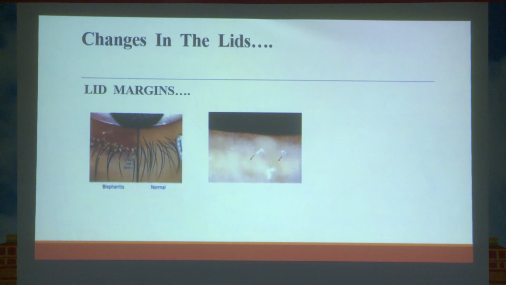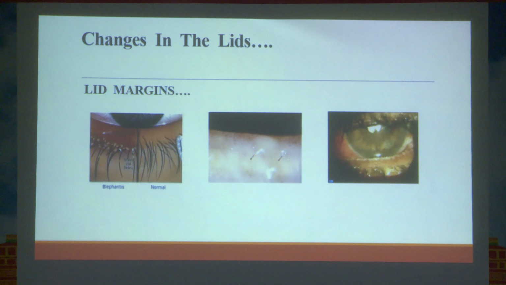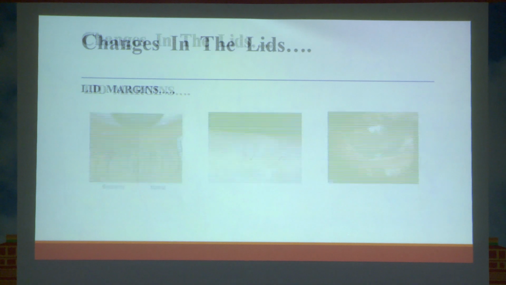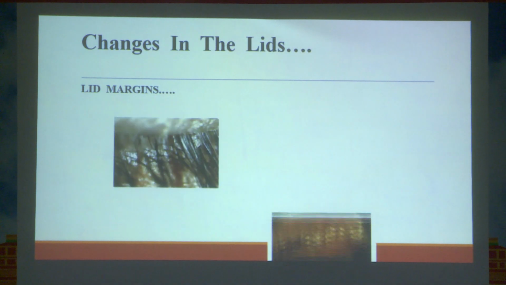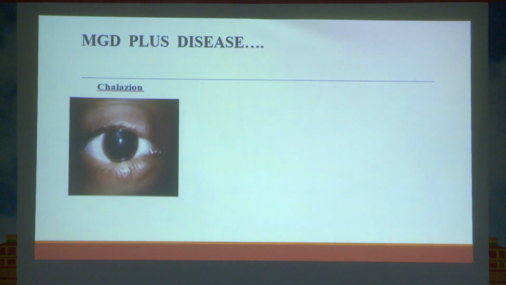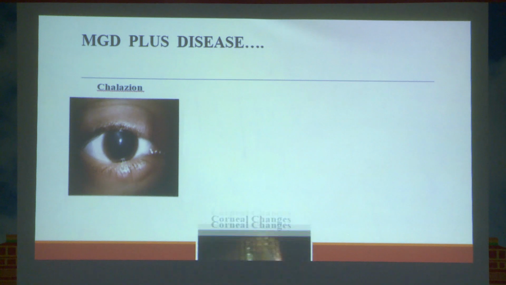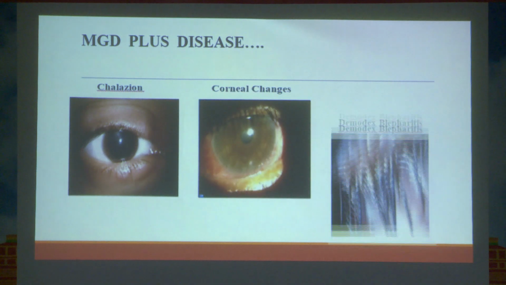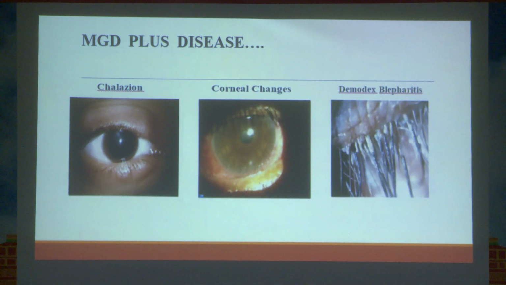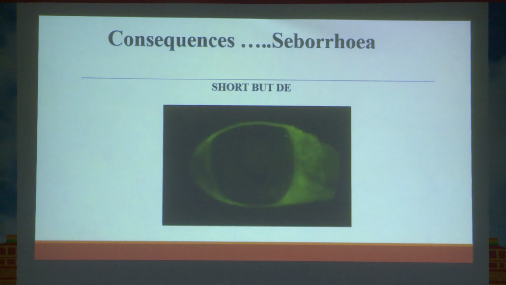There are other things, these cloudy appearances, all these changes during MGD, and you see this frothy appearance on the lid margin. These are the collarettes and the Demodex disease which will come, MGD plus disease, the chalazion, corneal changes can be seen, and this is the Demodex blepharitis, we see on the lash lines. If it is a seborrhea, on staining we get a short BUT dry eye disease.